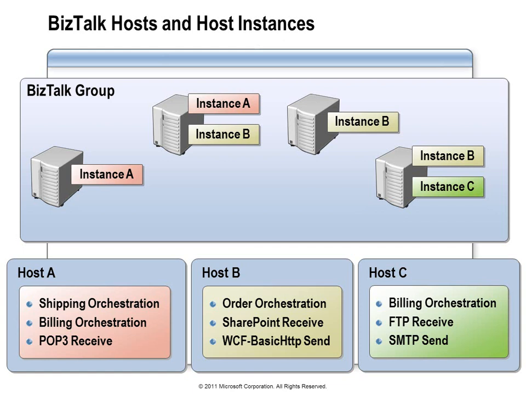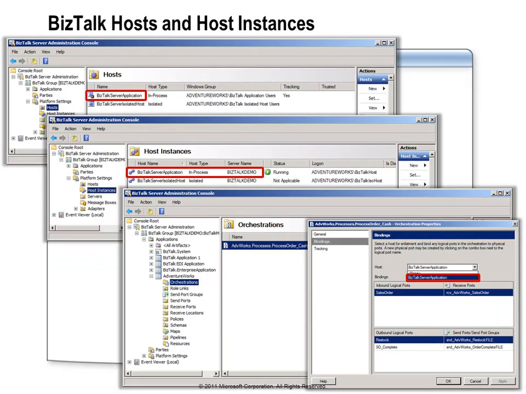So as I mentioned earlier, it usually falls in the lap of an administrator to make these assignments, but it's a good idea for developers to understand this model. Now, for the most part, the details of hosts and host instances are hidden from view. If you visit the admin console and expand the platform settings node, you'll be able to see the relationships between hosts and host instances. When BizTalk is configured for the first time, the default configuration of BizTalk Server is to include one host named BizTalk Server Application, and then to create one instance of that host on the local machine.